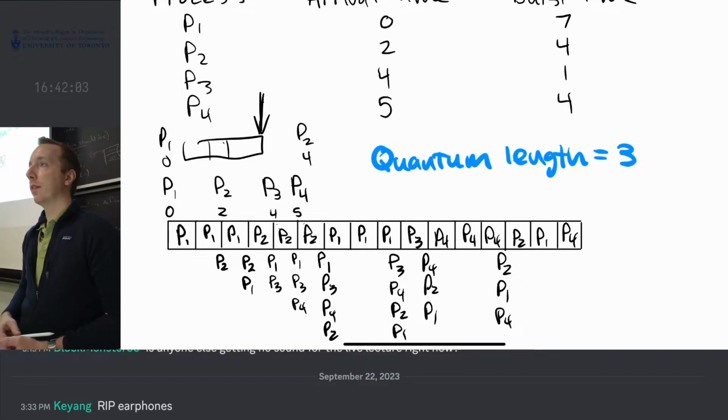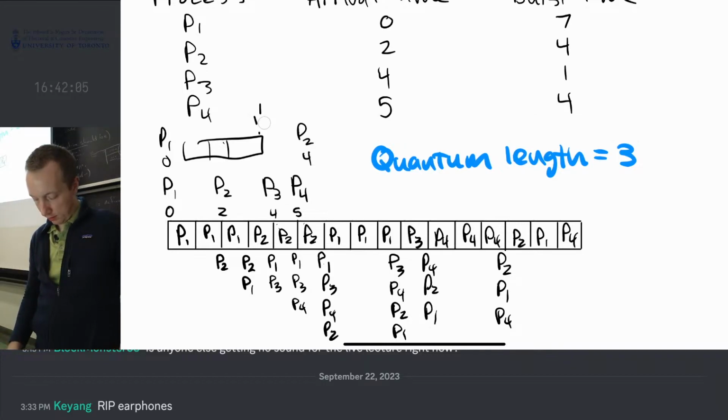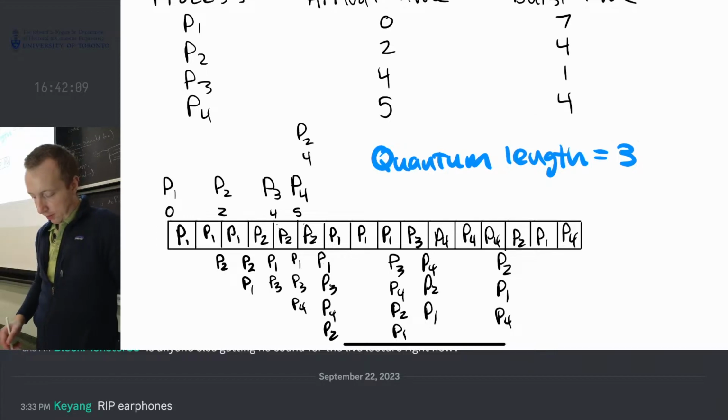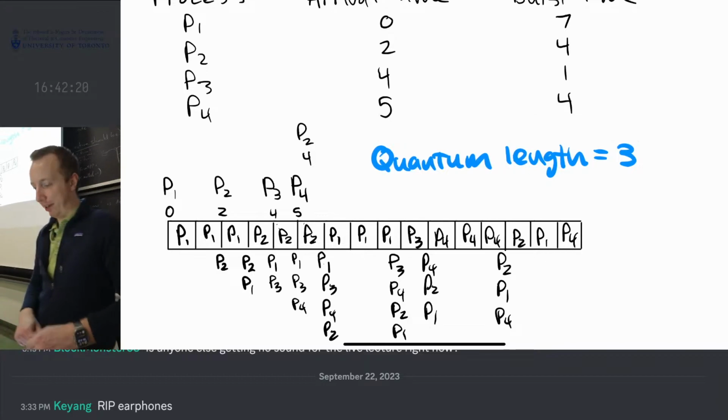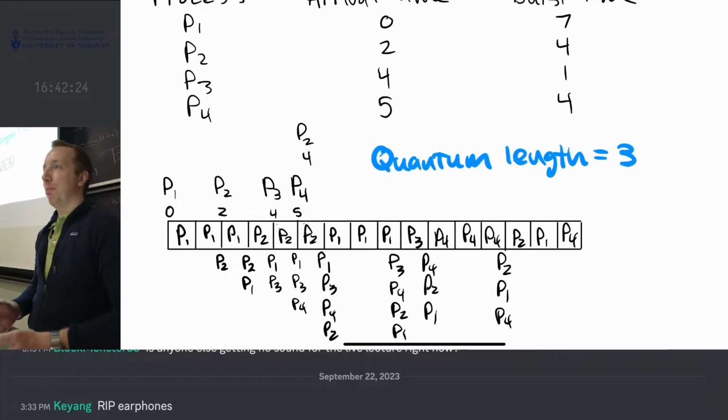Yep. So what if 2 processes arrive at the same time? Which one would decide? If 2 processes arrive at the exact same time, you would be told how to break the tie, or you just pick one because it's a tie and it doesn't really matter. Yeah, lower process ID if nothing else.